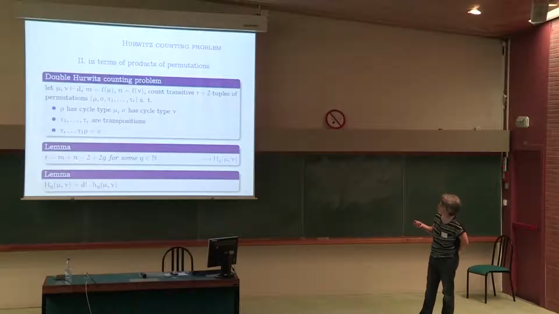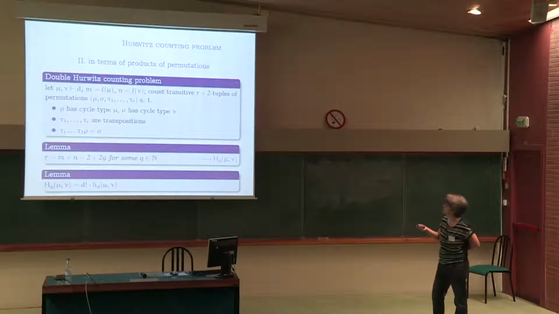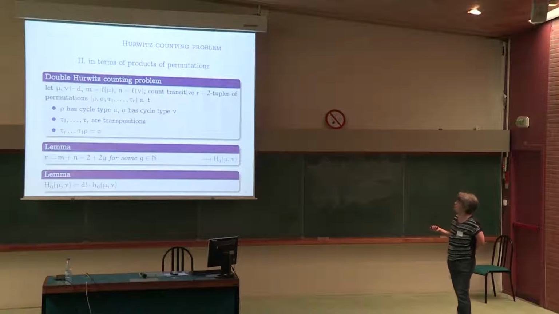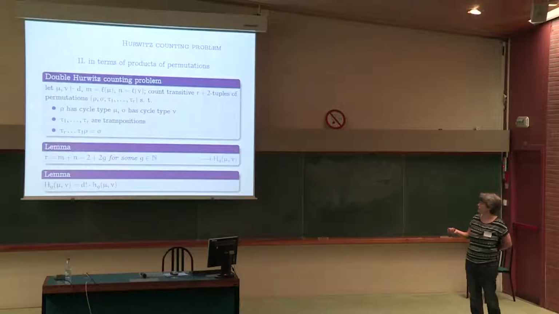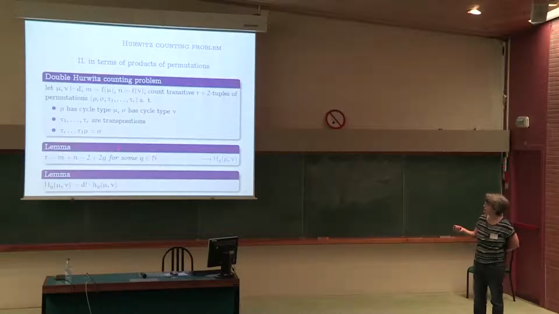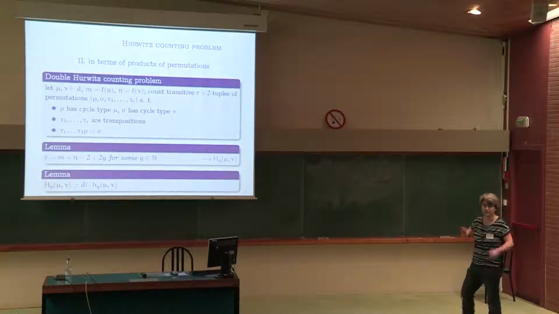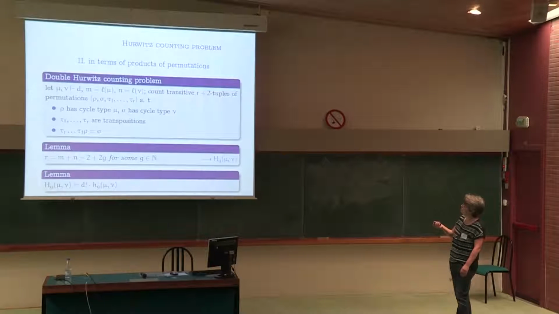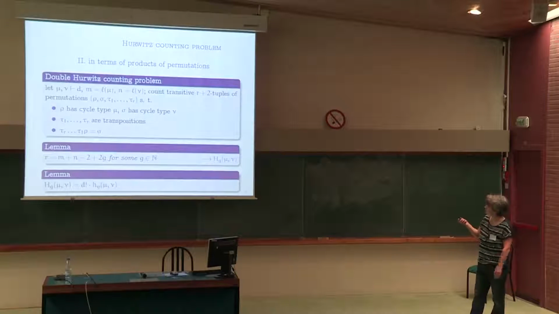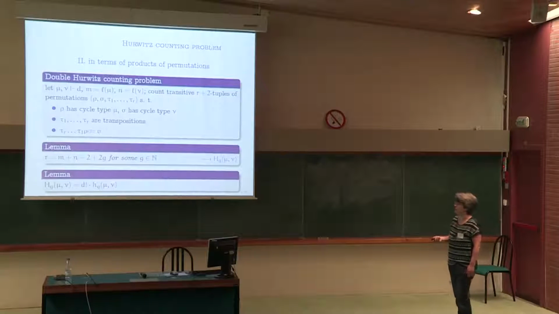Start with two non-trivial permutations of cycle type mu and nu. Again, as rho and sigma and their inverses and their conjugates all have mu and nu cycle type, we could formulate this otherwise, that's the same.